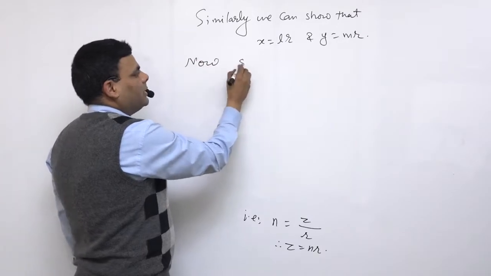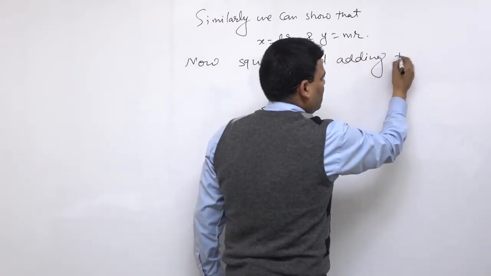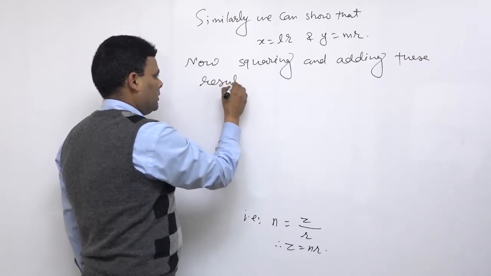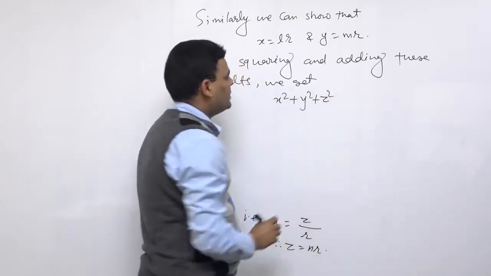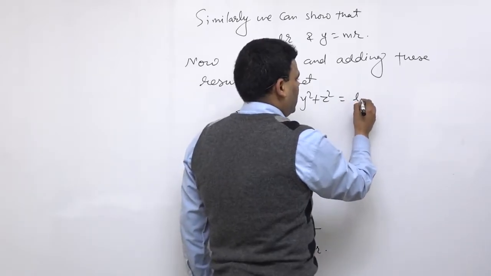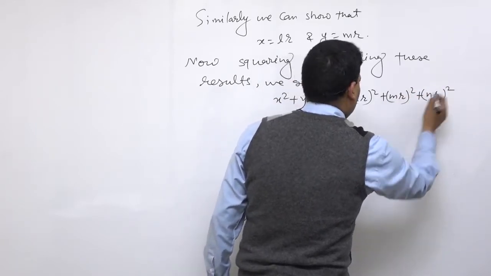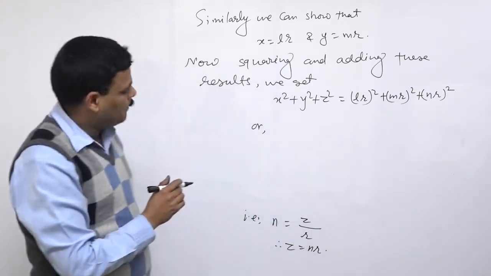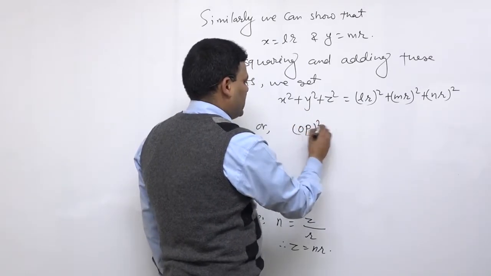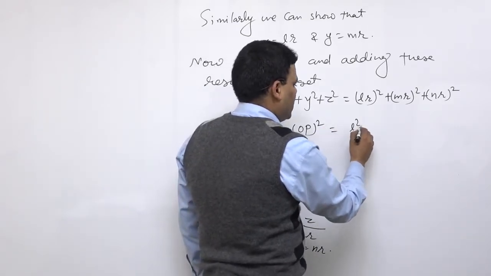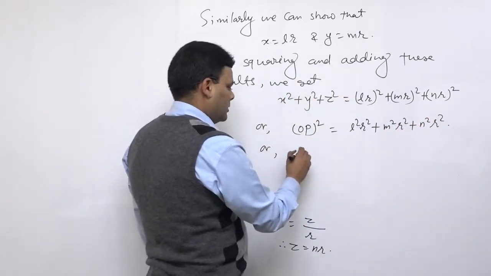Now, squaring and adding these results, we get x square plus y square plus z square on LHS and LR square plus MR square plus NR square. That is, your OP square by distance formula, L square R square plus M square R square plus N square R square, or this is R square.